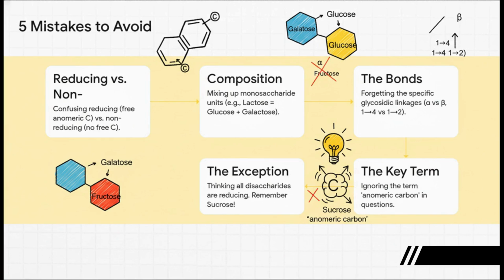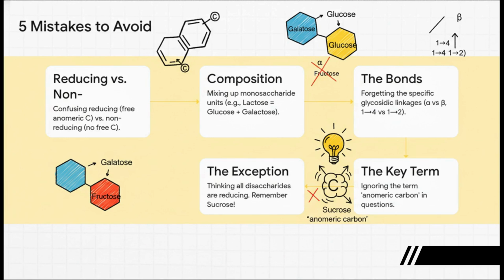Mistake 2, mixing up the building blocks. A classic slip-up is saying lactose is glucose plus fructose. Nope, it's glucose plus galactose. Number 3, forgetting the specific bonds. Alpha versus beta, 1,4 versus 1,2, these details matter. 4, just completely ignoring the term anomeric carbon in the question. It's not just jargon, it's almost always the key to the right answer.